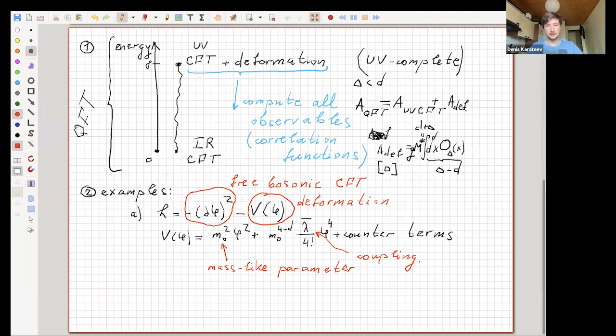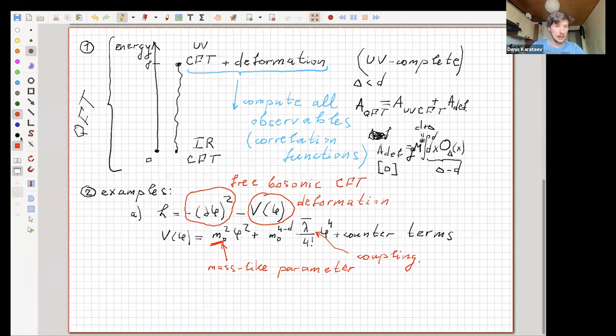So this free bosonic CFT and the deformation breaks the conformal symmetry explicitly because of this mass scale. And then it starts the RG flow, and then you can start computing observables at any RG scale. Here I pulled out explicitly the mass parameter, so lambda bar is dimensionless.